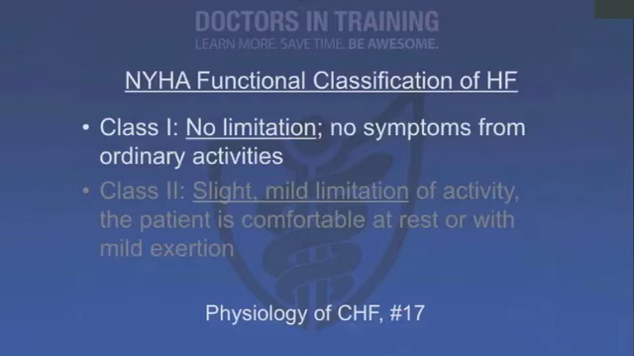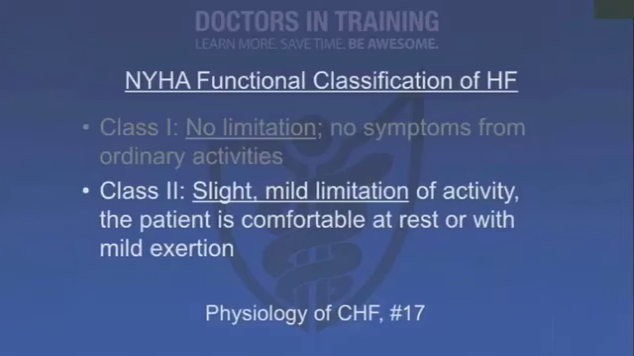A much more widely used stratification system is the New York Heart Association Functional Classification, and you'll see this very often, the NYHA classification. They divide heart failure into 4 classes also, class 1, 2, 3, and 4. In class 1, you have patients with no limitation. Again, this is a functional system, so we're worried about function and limitations and symptoms. So in Class 1, you have patients with no limitations. They have no symptoms at all from ordinary activities.